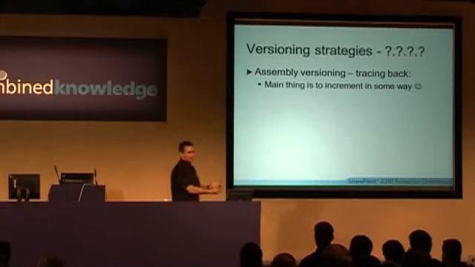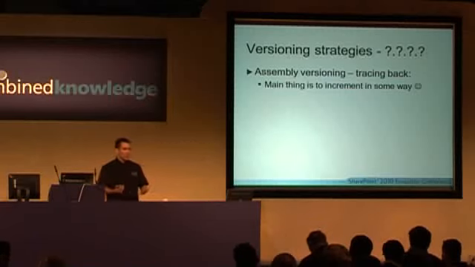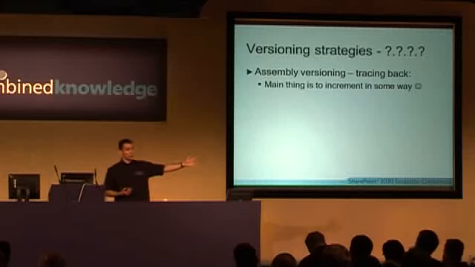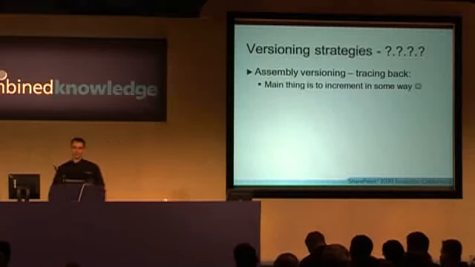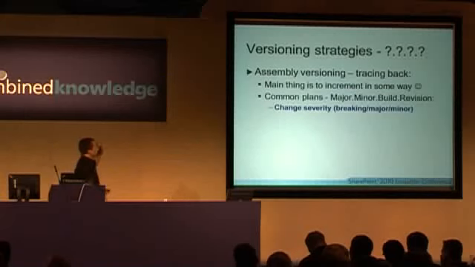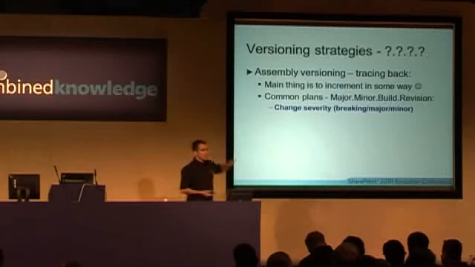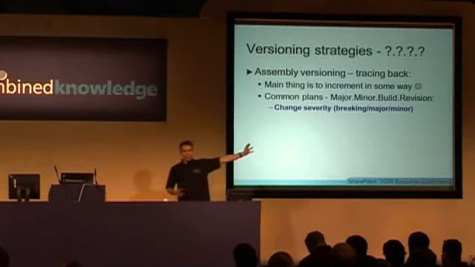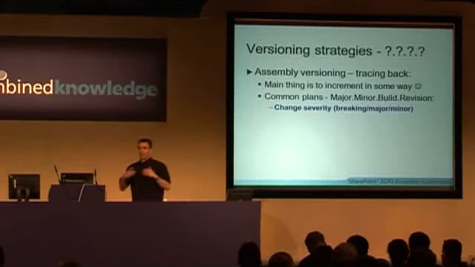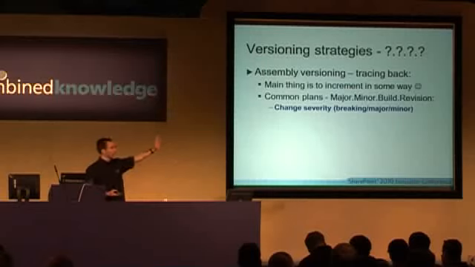So the main thing, I think, is to increment in some way, work out a versioning plan that works for you. I think it's very different if you are perhaps a product company, if you're a vendor, than if you're just a normal consultancy. These 4-part numbers break down into major, minor, build, and revision. The most common plan is what I've got there at the moment, highlighted in blue, and really you're using the change severity to work out which of the 4 parts to increment.